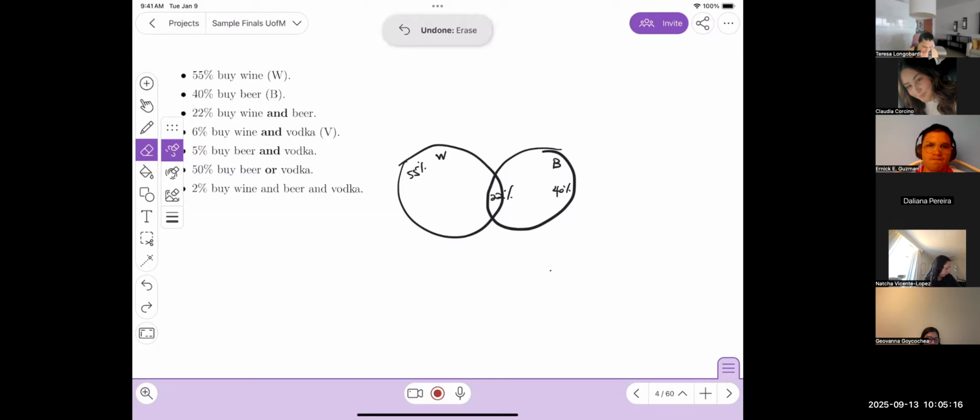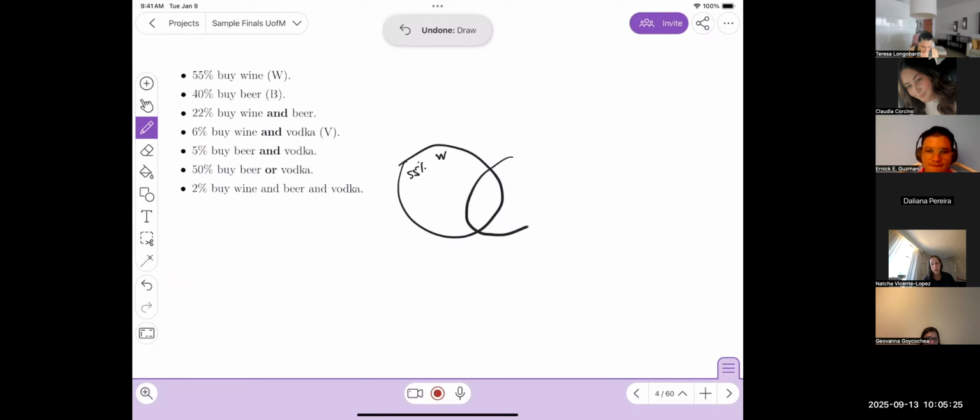Let me go back a bit. I'm going to go back to B and make B a little more covering like that. Okay, so this is 40% and 22 is in here. And then I know this is beer. And then I know wine crosses over vodka for 2%. It's very small. So I'm going to do vodka like it's kind of a blob. Okay, so then this is 2% in here.